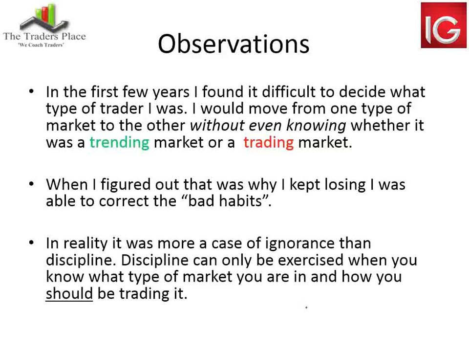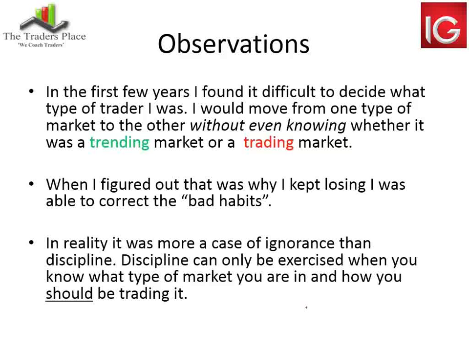So when I figured out that I didn't know the difference between trending and trading and started to define the two, the bad habits suddenly can be corrected, because I don't need to be going short on a strong upward trending correlation. I can just go long or leave it alone. In reality, it is more a case of ignorance than discipline. You cannot exercise discipline if you do not know what type of market you're in and how you should be trading it. So it's very easy to say, you read a book and they talk about discipline and they talk about these bad habits. The whole idea normally is because you haven't recognized what you're supposed to be doing.